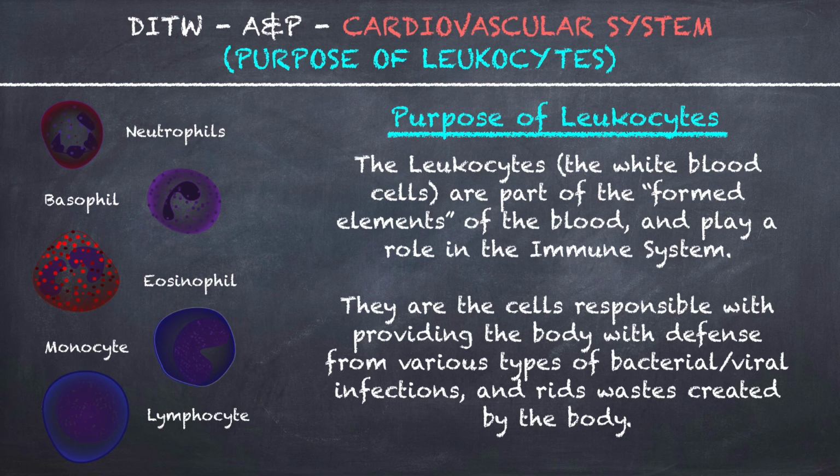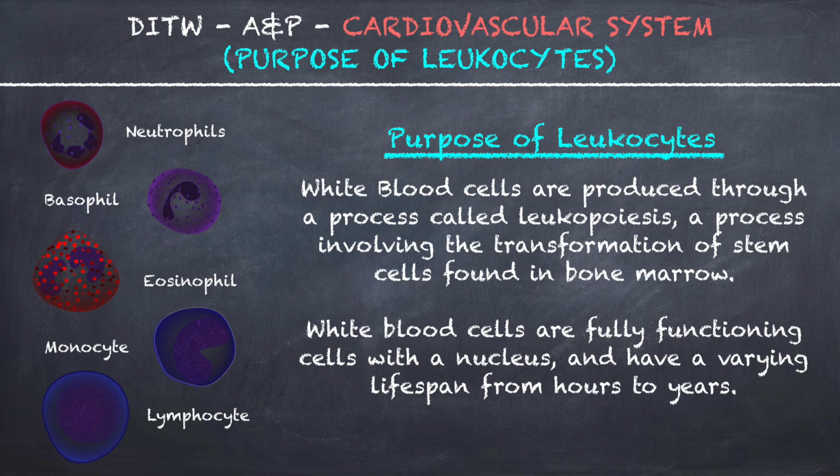The leukocytes, also known as the white blood cells, are part of the formed elements of the blood and play a role in the immune system. They are the cells responsible for providing the body with defense from various types of bacterial and viral infections and rid the body of waste created by the body. White blood cells are produced through a process called leukopoiesis, a process involving the transformation of stem cells found in bone marrow.